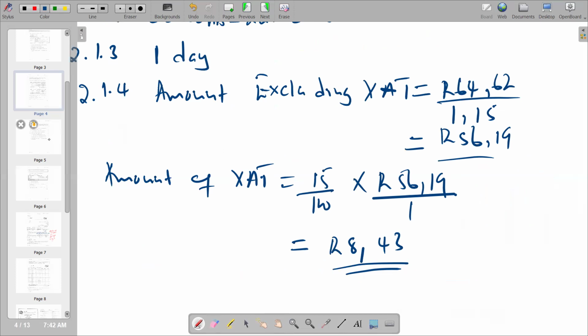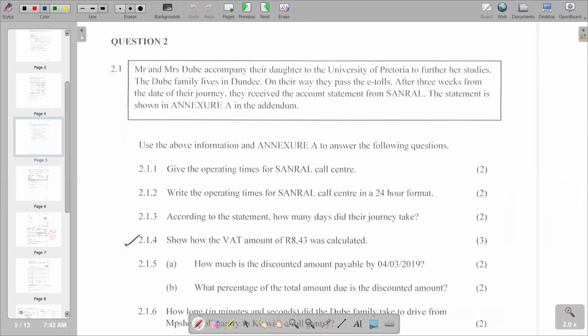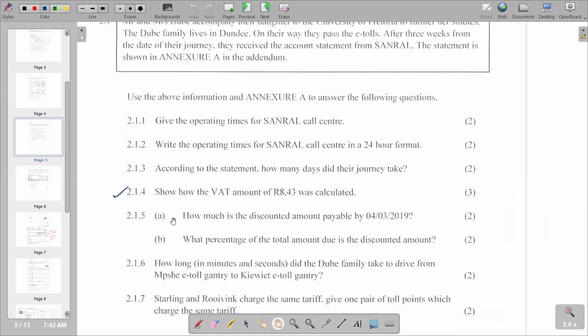2.1.4, and then we move on to the next part, which is going to be 2.1.5, which is saying first part, how much is the discount amount payable by 04/03/2019? So we check again according to the annexure here that we are given.